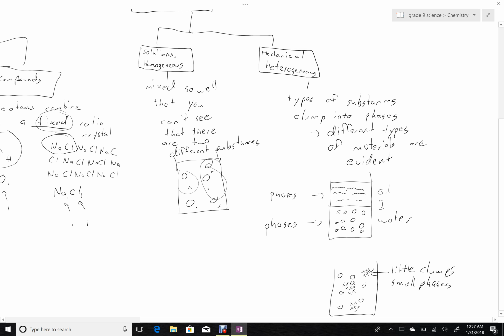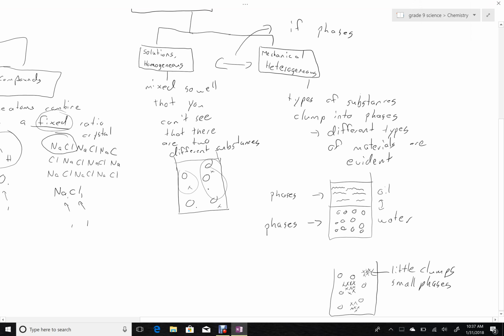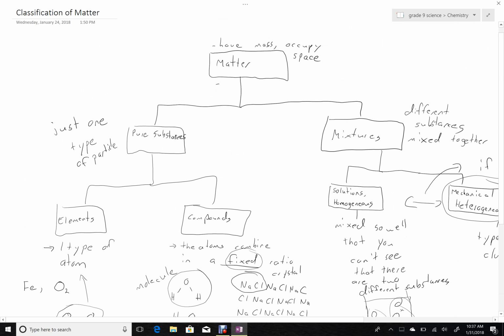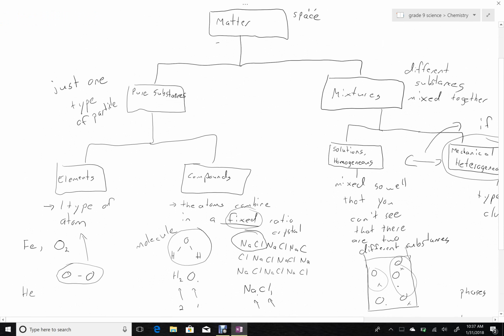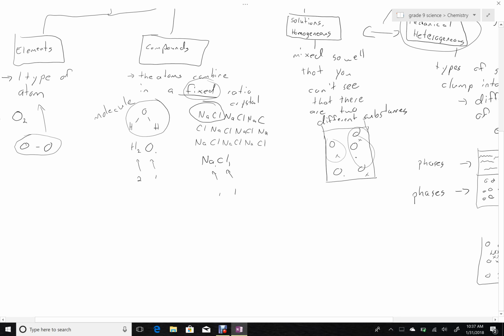Basically, the difference between these two things is if the phases get large enough that we can see them, then we call it a mechanical or heterogeneous mixture. So that's the most basic way that we classify matter. And we'll be looking at some specific examples of all of these things as we go through.